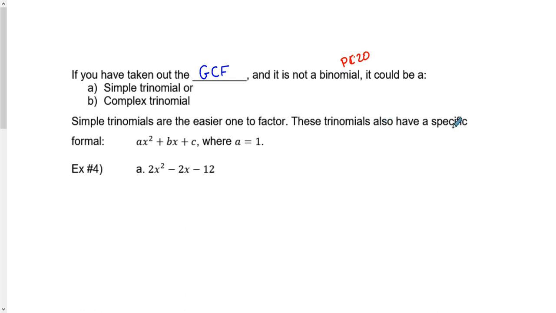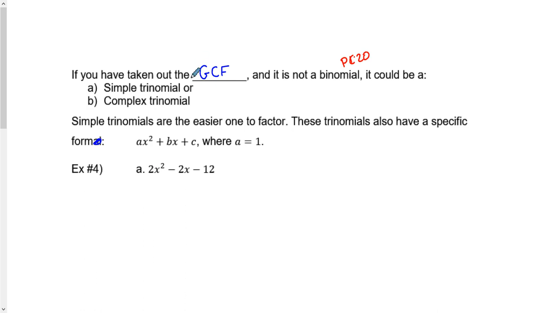These trinomials have a very specific form. It's ax squared plus bx plus c, where the a equals 1. So, is this a simple trinomial?